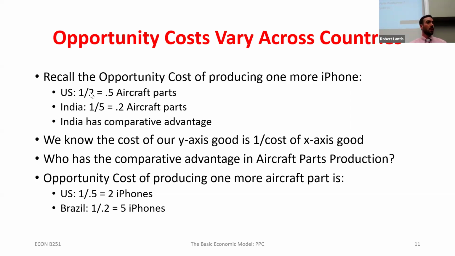Okay, who has the lower cost? Here, 0.2 is lower, so India has the comparative advantage. Who has the lower cost when we look at 1 over that slope? So 1 over 1/2 becomes 2. 1 over 0.2, or 1/5, becomes 5. It's the exact same thing we worked out here, just starting with flipping them on the axis. So it doesn't matter which way you do it, you arrive at the same answer. Okay.